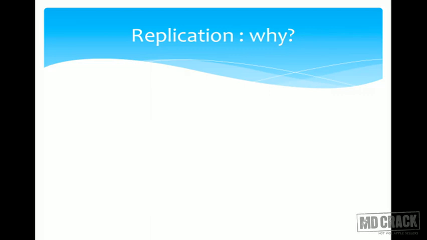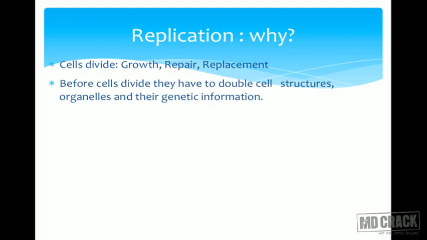Why do we need to replicate? What is the need for replication? We know that cells divide, cells have growth, they have repair, they have maintenance. There is a need to replace cells sometimes. Because of all these reasons, a cell can keep on dividing. Before a cell divides, it needs to double all its cell structure, whether it is the cytosol or the subcellular organelles, everything, including the DNA, and especially their genetic information. They have to double the cell structures, organelles, and their genetic information.